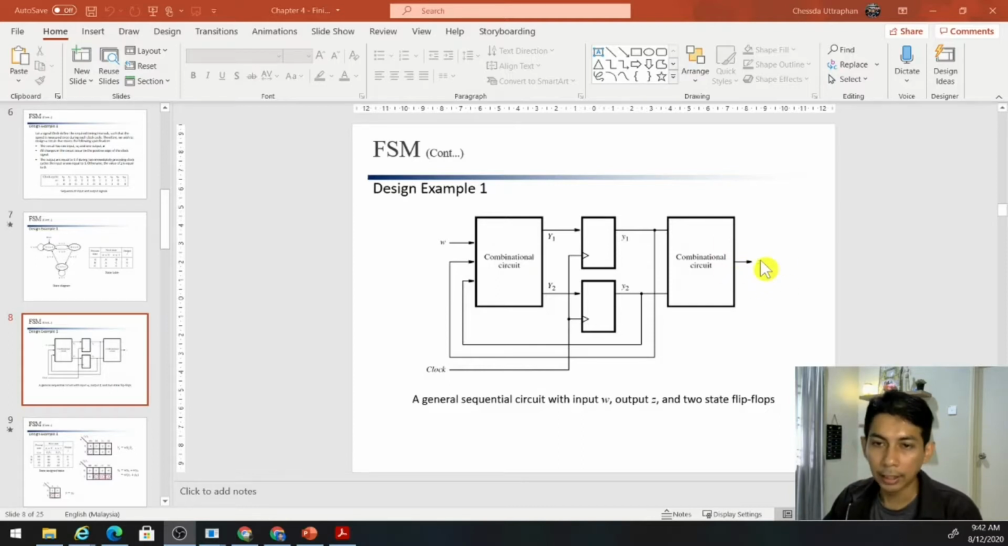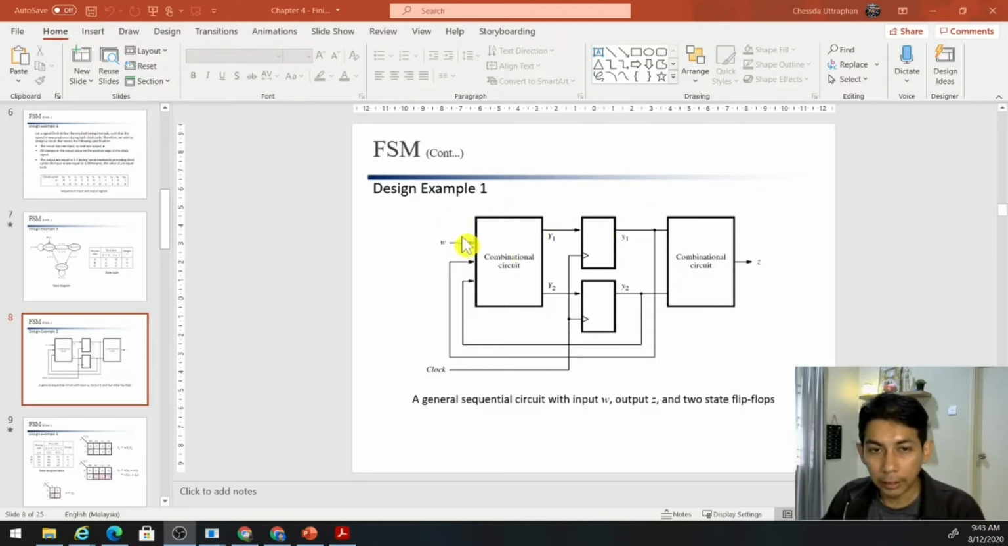So, for example, in our previous example, the output is Z. Z is the signal to regulate the car speed. If Z is 1, it means that you need to reduce the car speed. If Z is 0, it means do nothing. And we have one input here, which is the W input. This W input is the input from the speed measurement device. If W equals 1, it means that the speed is exceeding the speed limit. If W equals 0, the speed is not exceeding the speed limit.